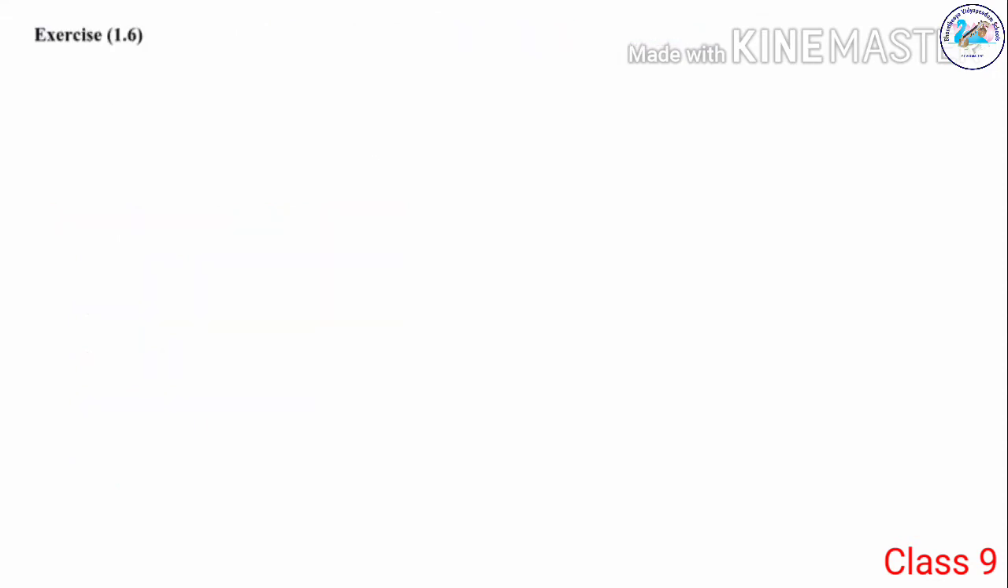Move on to exercise 1.6. Question number 1. Find 64 power 1 by 2. Here we can change this 64 as 8 into 8, the whole power 1 by 2. That is equal to 8 into 8 is 8 square, the whole power 1 by 2. This is in the form a power m the whole power n. A power m the whole power n is equal to a power mn. You have to multiply the powers. Here 2 and 1 by 2 are the powers. We have to multiply 2 and 1 by 2. That is 8 power 2 into 1 by 2. Here 2 cancel. We will get as 8.